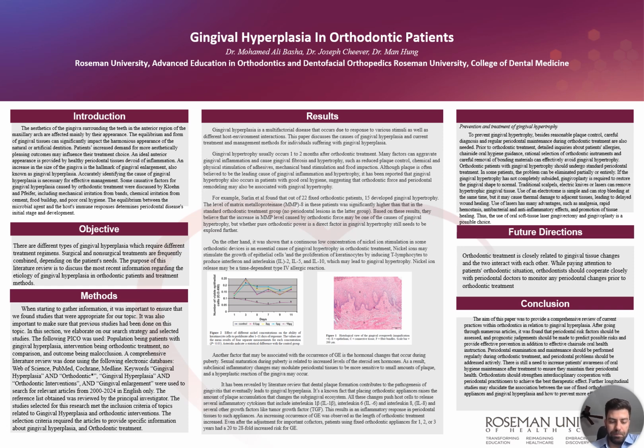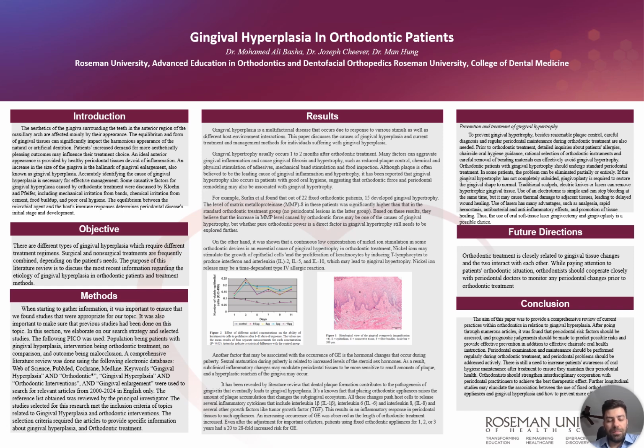For example, Serlin found that out of 22 fixed orthodontic patients, 15 developed gingival hypertrophy. The level of matrix metalloproteinase MMP8 in these patients was significantly higher than in the standard orthodontic treatment group, with no periodontal lesion in the latter group. Based on these results, they believe that the increase in MMP level caused by orthodontic force may be one of the causes of gingival hypertrophy, but whether pure orthodontic force is a direct factor in gingival hypertrophy still needs to be explored further.